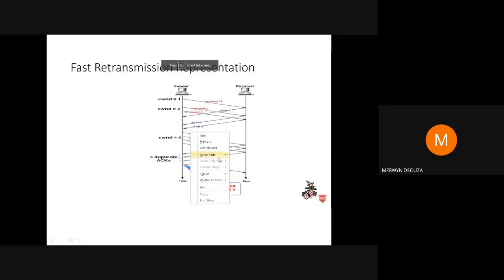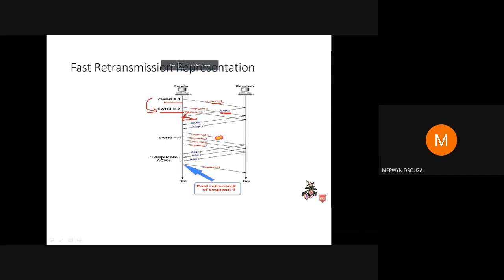Looking at this example here, you can see that initially, the congestion window size has been set equal to 1. That means the sender transmits one segment and waits for the corresponding acknowledgement to arrive from the receiver. When the acknowledgement arrives from the receiver, the congestion window is set equal to 2. That is, the congestion window is doubled.